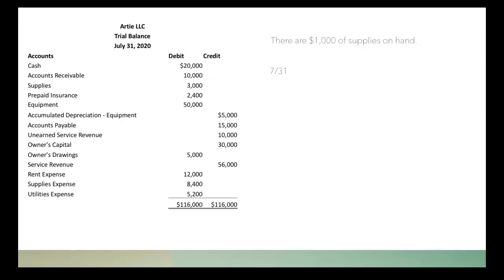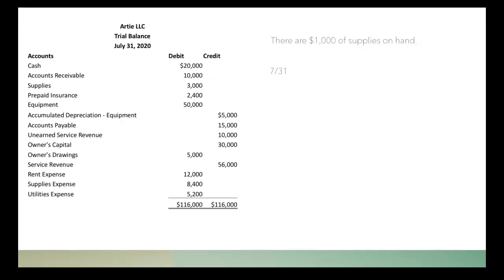Well, when we checked, we only had $1,000. Right? We're told that there's only $1,000 of supplies on hand. So we used $2,000 worth of supplies, right? 3,000 minus 1,000 shows that we used $2,000 worth. That's what this entry has to be for. It has to show that we have used $2,000 of supplies.